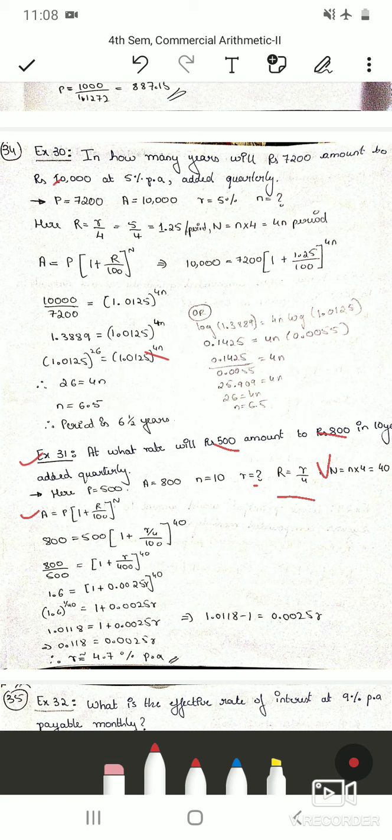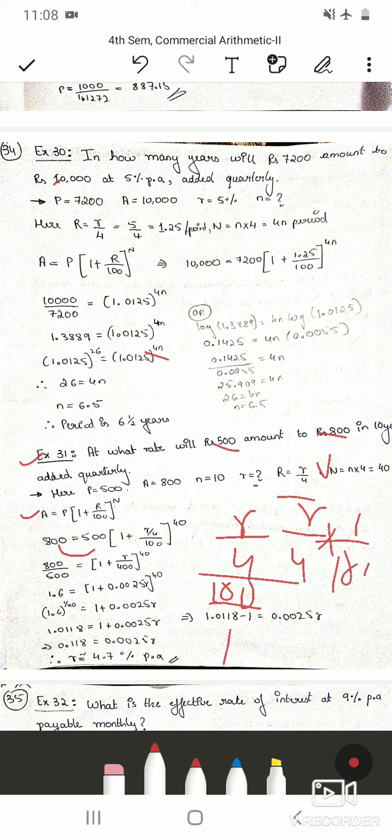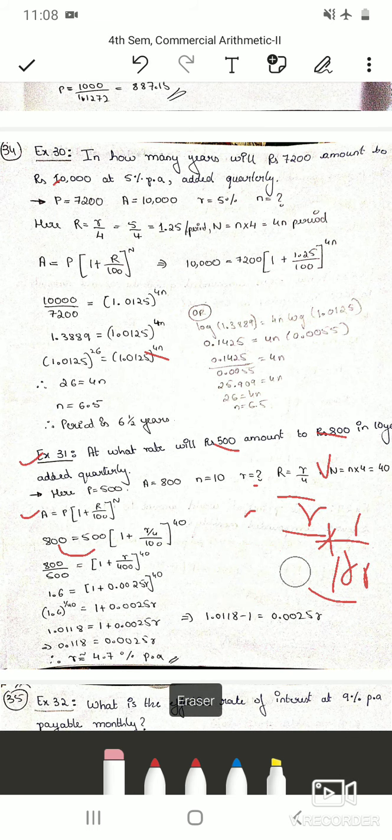So we will substitute the given terms in the formula of amount. So it will be 800 equal to 500 into 1 plus R by 4 whole divided by 100 whole raised to 40. So this will go to the denominator. It will be 800 by 500 equal to 1 plus R by 400 whole raised to 40. So it is R by 4 whole divided by 100, which is nothing but R by 4 into 1 by 100. So it is R by 400. This is how you get R by 400.